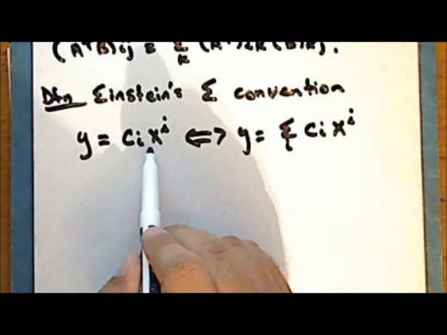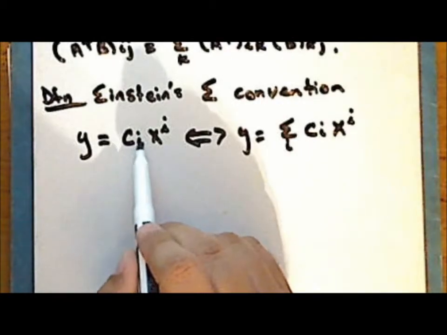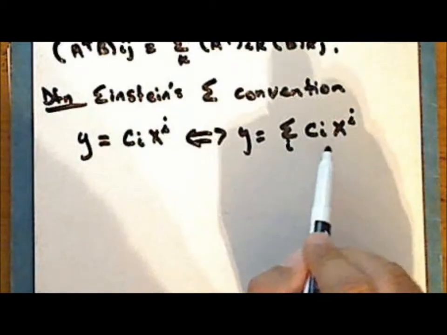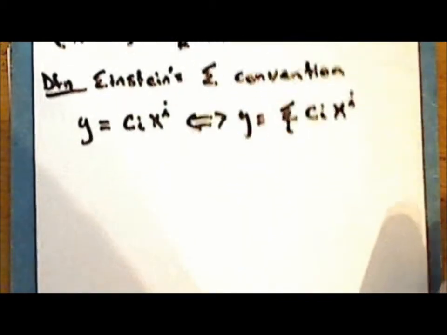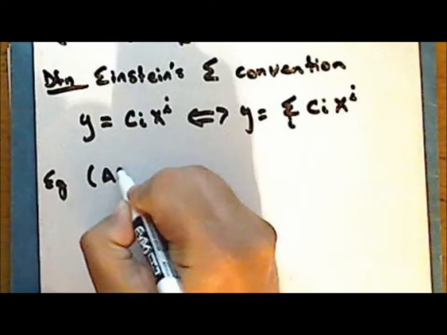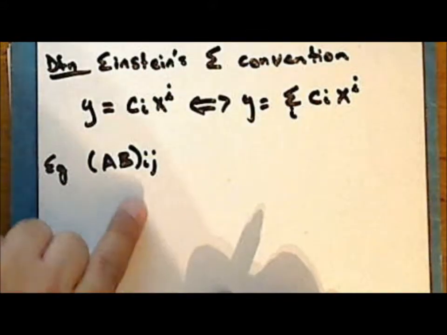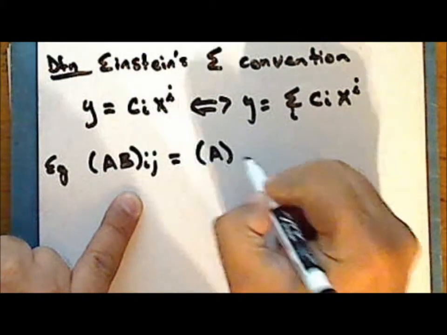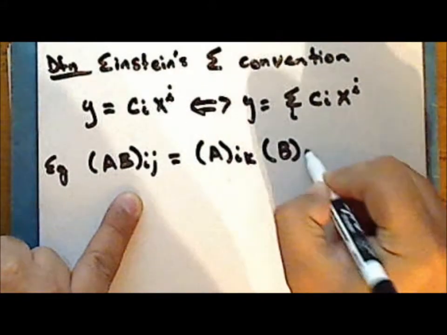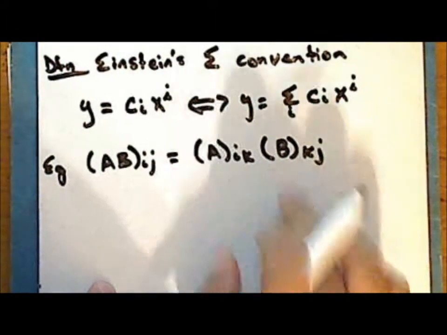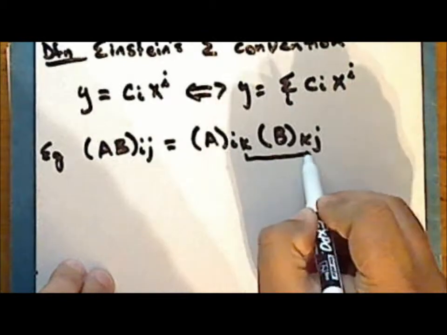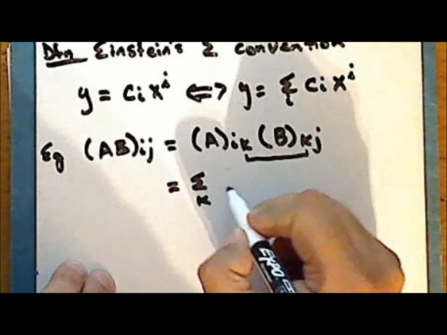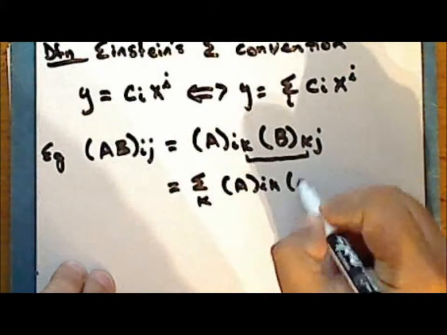But when we see a product whose terms include an index that is repeated twice, this implies a sum over those products over all possible values of the index i. And so we can simplify the expression for the entry in row i, column j of the product matrix AB to be the product of the entries in row i of the matrix A and column j of the matrix B. And again, as the index k appears twice, this is implied to be the sum over all possible values of the index k of these terms, a sub ik, b sub kj.